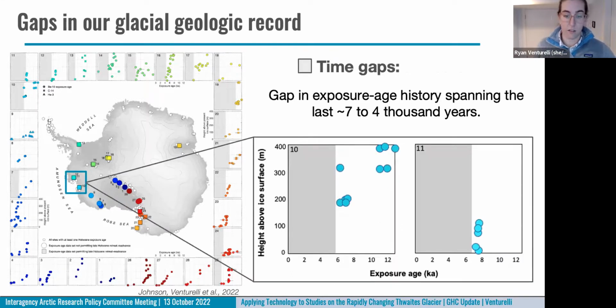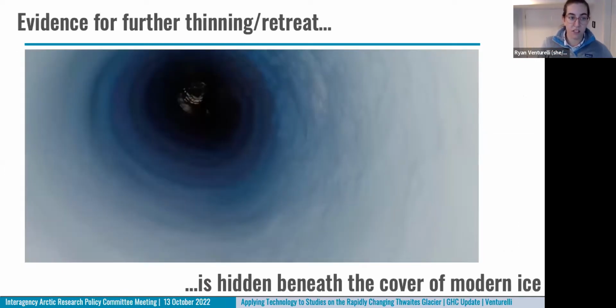This phenomenon occurs in the Amundsen Sea embayment. So we have, both on the Thwaites Glacier side and the Pine Island Glacier side, a gap in our geologic record from about 6,000 years to present. So this offered a really great place to test the hypothesis of retreat and readvance. And of course, this means that any evidence for further thinning and retreat is hidden beneath the cover of modern ice, and we need a drill to get us there.